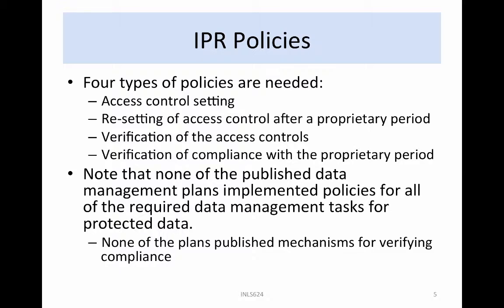To implement the plans for intellectual property rights, 4 types of policies were proposed. Set initial access controls that keep the data proprietary. Reset access controls after a proprietary period to allow public access. Verify that the access controls were set correctly. Verify compliance with the desired proprietary period. Analysis of the published data management plans showed that none of the policies implemented all of the required data management tasks. In particular, none of the plans published mechanisms for verifying compliance.